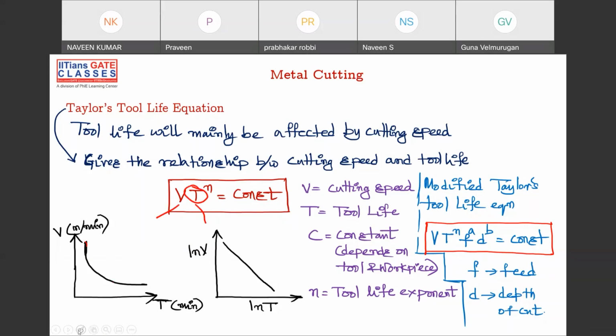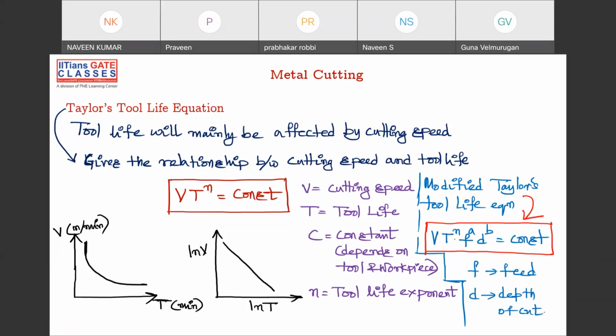And then what happened? Then he thought that not only cutting velocity, speed, but also depth of cut is affecting the tool life. If you're giving large speed, the tool life is coming down. If you are giving more depth of cut also, tool life is coming down. So what he did, he modified the equation.